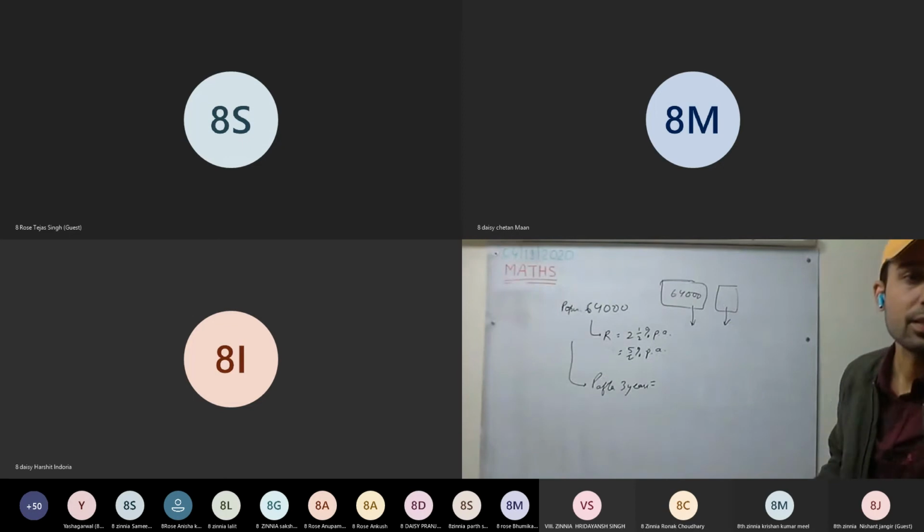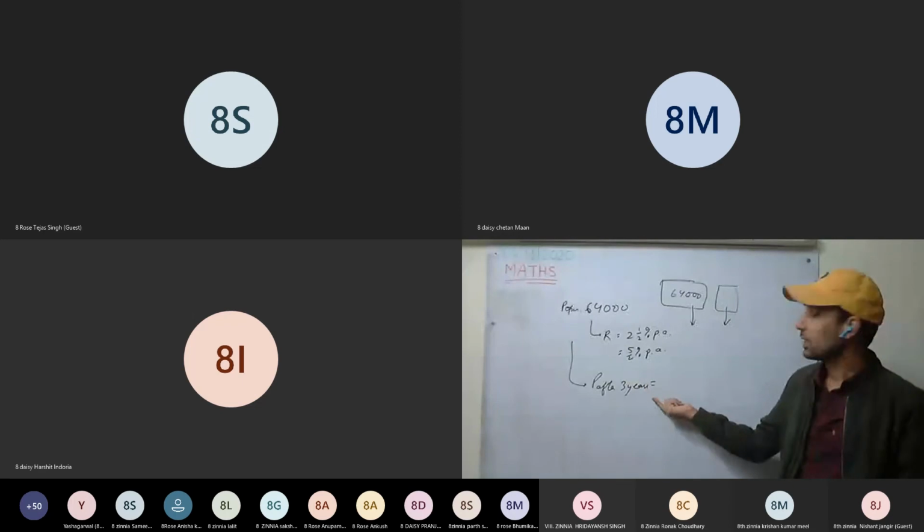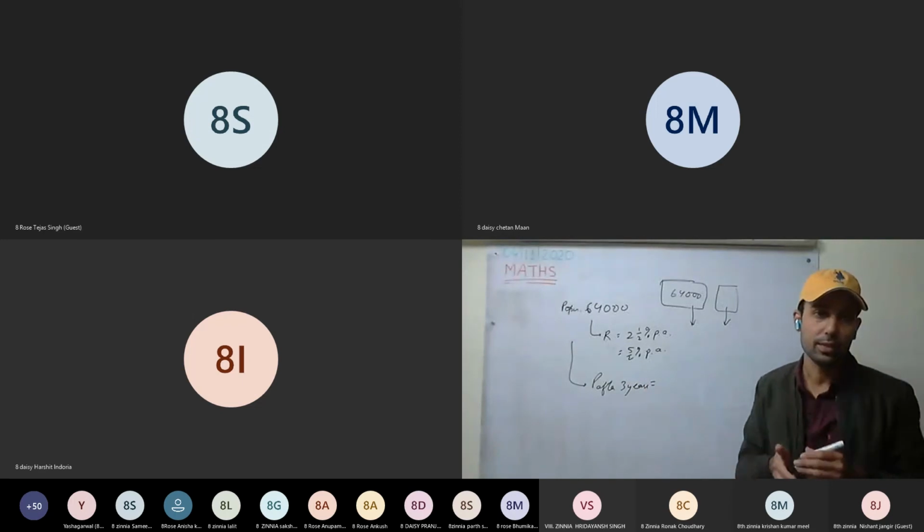Therefore, in case of population, it is always done compounded. We always go with the compound interest formula for population. This is clear. Now you can solve.